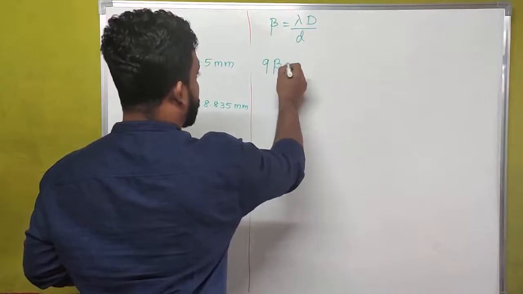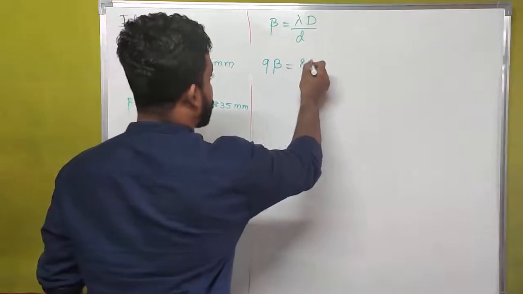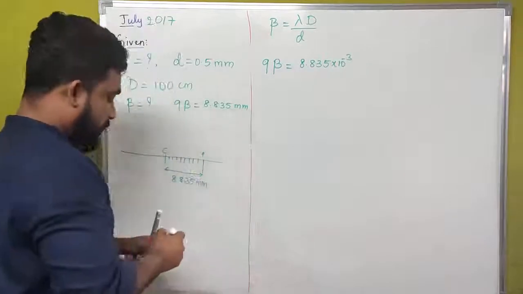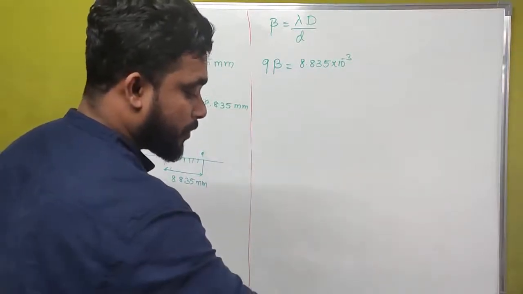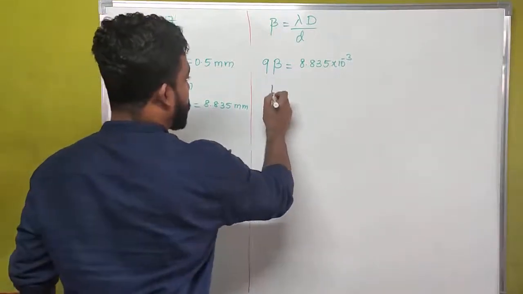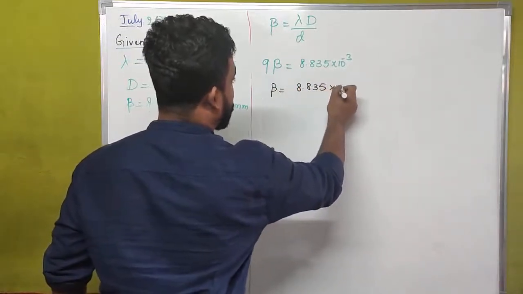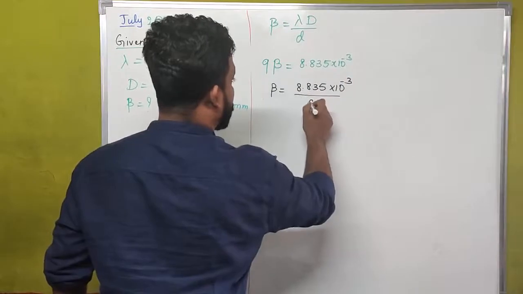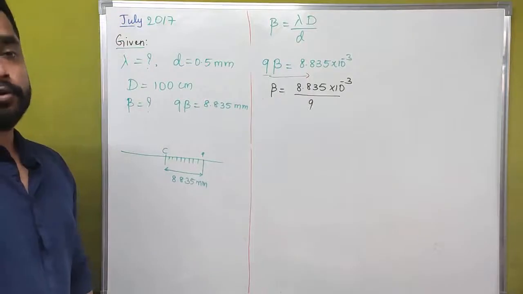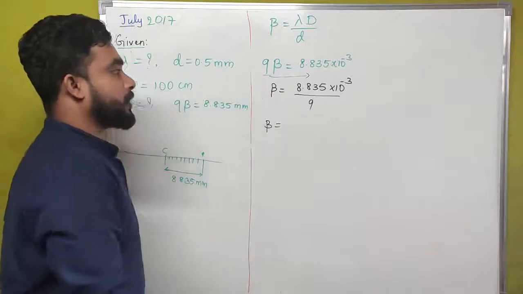Here what we have is 9 beta. 9 beta is equal to 8.835 into 10 to the power of minus 3, that is 8.835 millimeter. What we want is beta. So what we can do, 8.835 into 10 to the power of minus 3 divided by 9. If we send this 9 to the other side of the equation, it goes to the denominator. Then the value of beta is equal to 8.835 divided by 9.